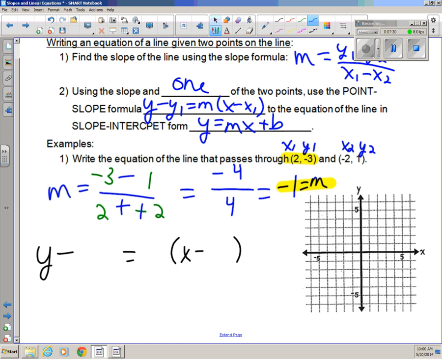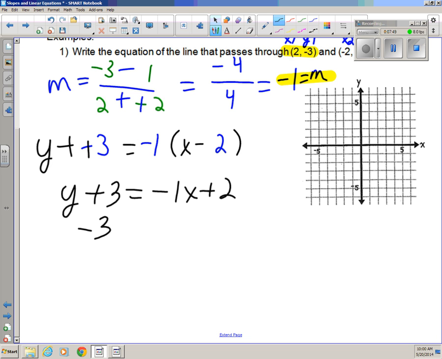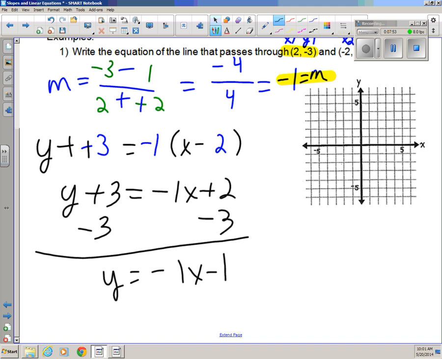So y minus y1, y1 is -3. Slope, we found out to be -1. And then x minus x1, which is 2. I'm going to work on the math here. This really becomes plus a positive. Y plus 3, distribute, -1x plus 2. Subtract 3 on both sides. And the equation is y equals -1x minus 1.